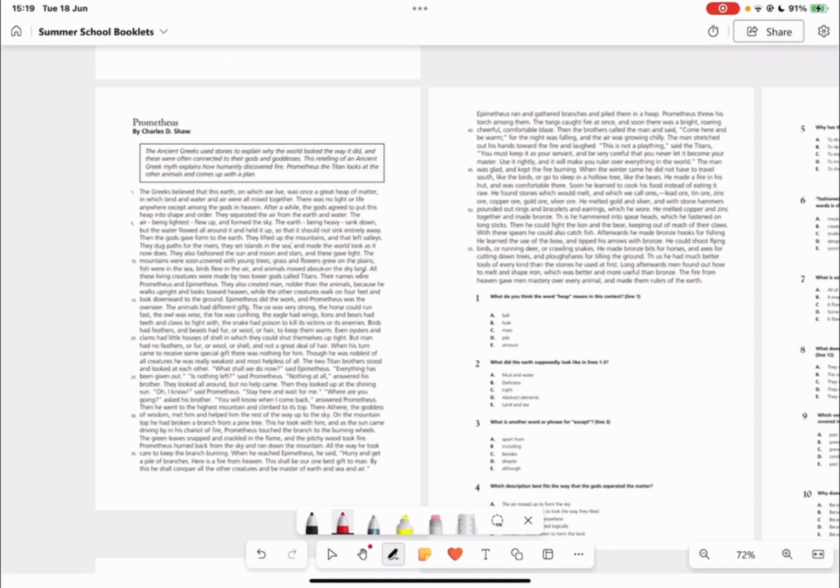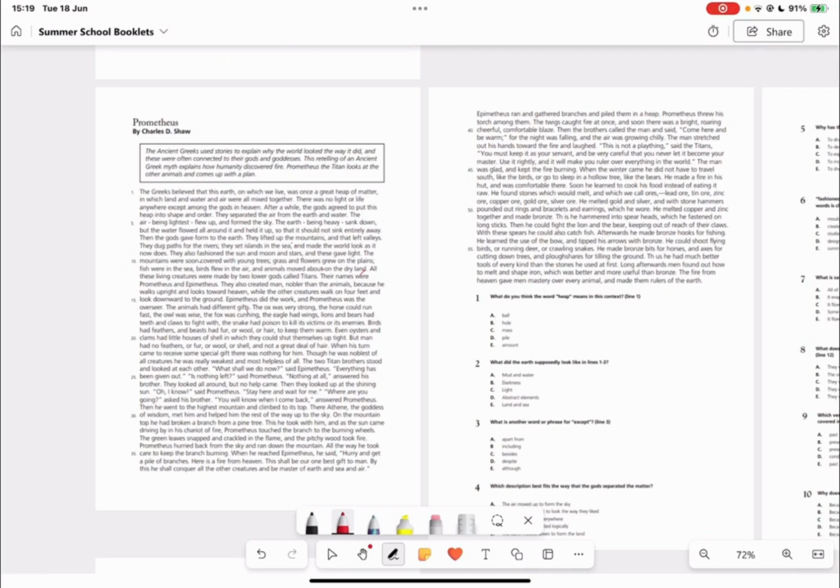Then the brothers called the man and said, "Come here and be warm," for the night was falling, and the air was growing chilly. The man stretched out his hands toward the fire and laughed. "This is not a plaything," said the Titans. "You must keep it as your servant, and be very careful that you never let it become your master. Use it rightly, and it will make you ruler over everything in the world." The man was glad, and kept the fire burning.